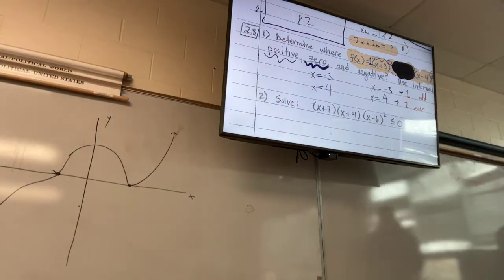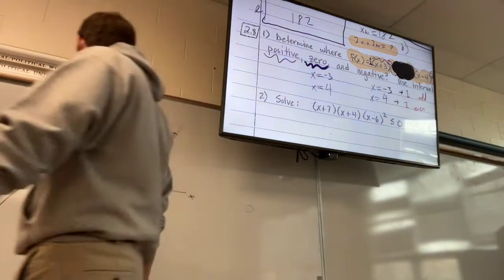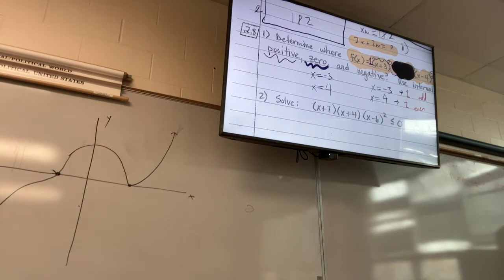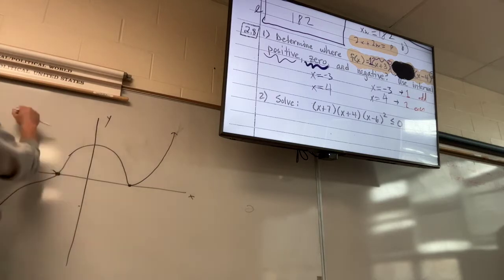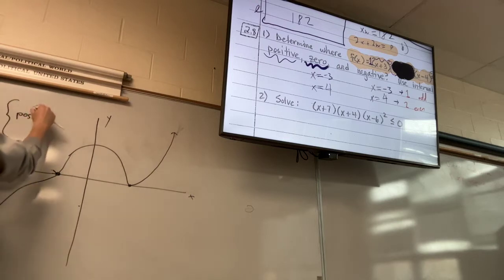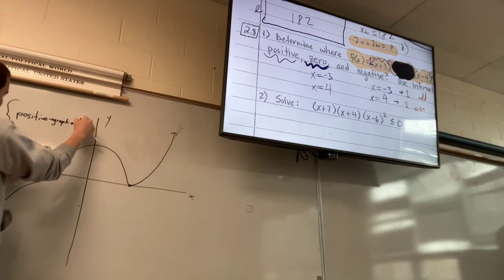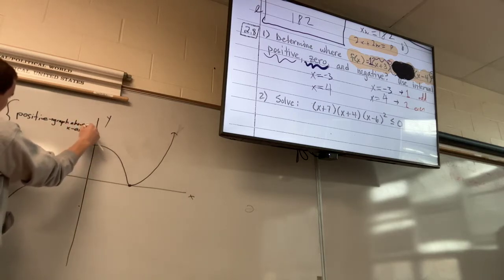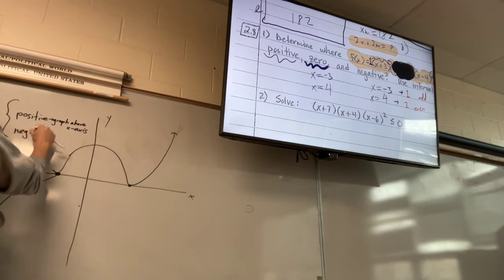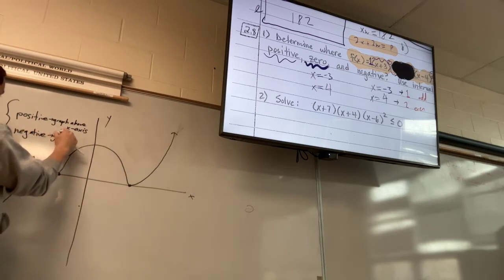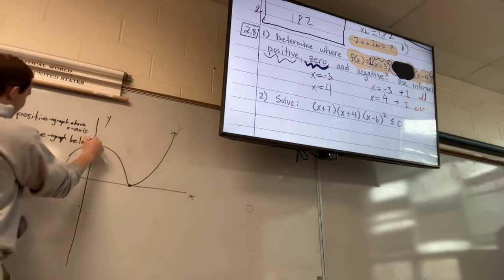Ben's on the right track. Where did the answer come from, though? Where -3 is on the graph, it's the split between the down and the up. F of x is going to be positive where the graph is above the x-axis, and negative where the graph is below the x-axis, okay?